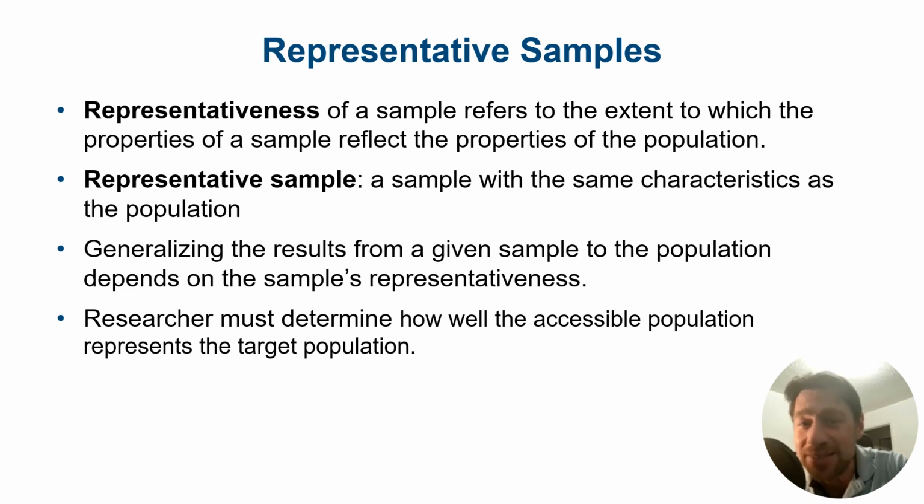Now, as we discussed in the previous slide, your sample is drawn from the accessible population, the people you actually have access to in practice. And that accessible population may not be representative of the target population. However, oftentimes the best you can hope for is to have a sample that's at least representative of the accessible population.